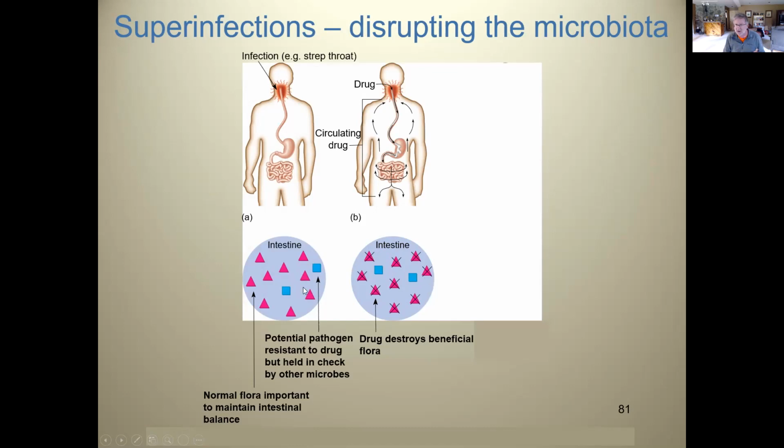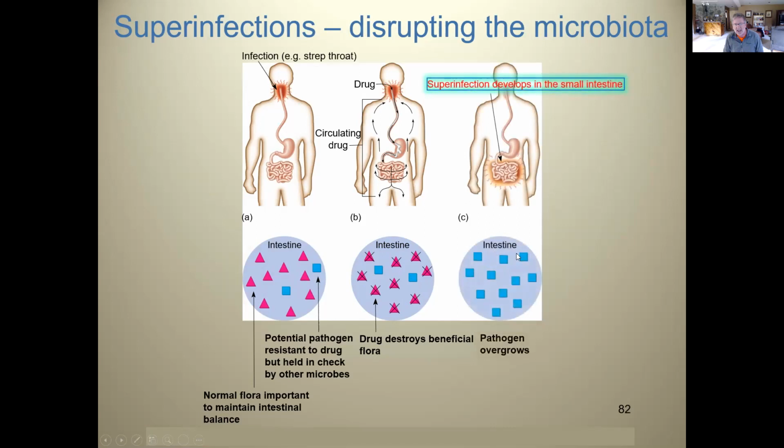Guess what happens to the pathogens in a very short period of time? Well, they are no longer held in check, are they? Because these guys are killed. And so suddenly now we see an intestinal infection potentially set up, where the pathogens' numbers skyrocket. There's nothing holding them back from really reproducing. And while our sore throat may be gone, or certainly symptoms abating, now we have what's called a superinfection that's developed in the small intestine.